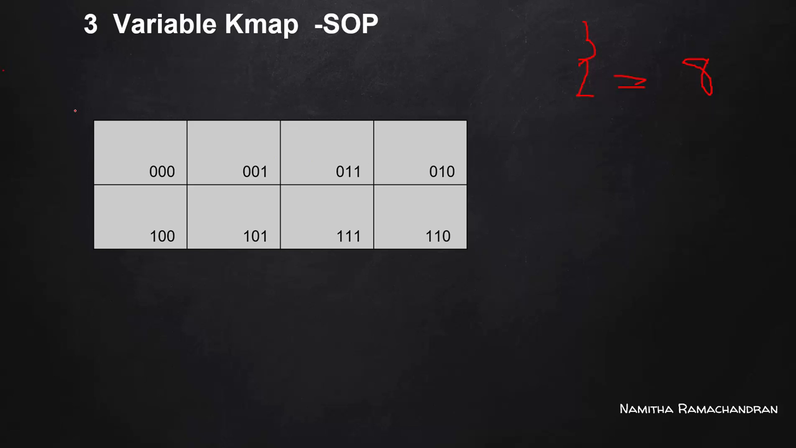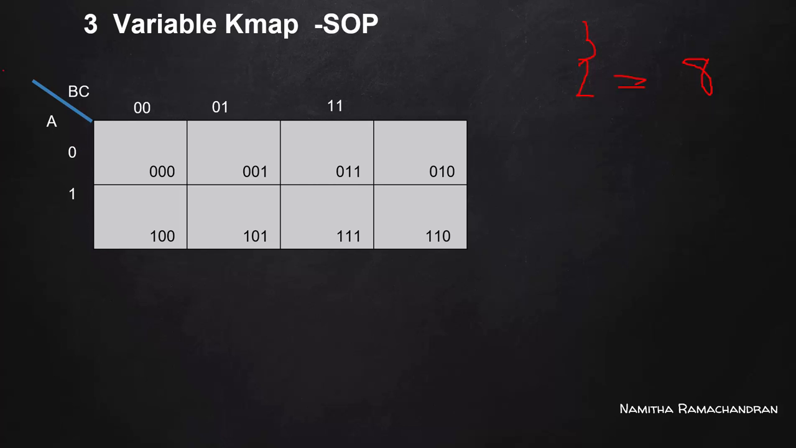Now we can mark the variables like this. Suppose the given function is f of a, b, c with three variables. Here we have two rows, so a single variable is marked here. The first variable is marked along this row, and for the columns, we have four columns, so the remaining two variables are used for representing the different column values. The possibilities for the rows are 0 and 1. Possibilities for the columns are 00, 01, 11 and 10.